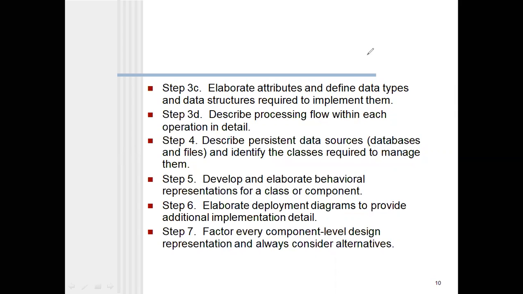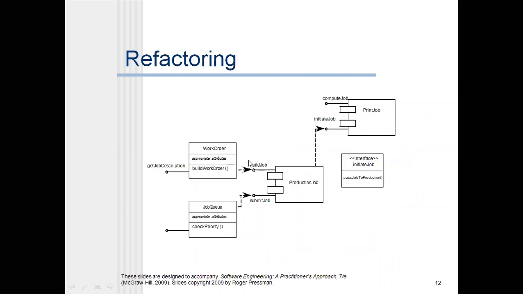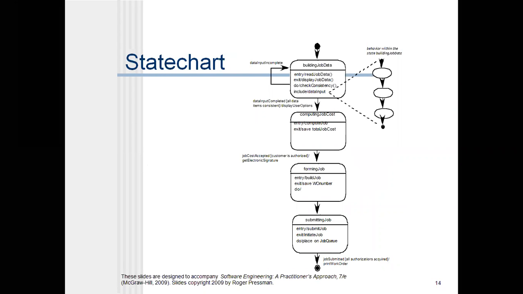Next class we are going to discuss component level design for web applications. That is our next topic. In this topic, we have some diagrams: collaboration diagrams, which are the representation of messages, and also a refactoring diagram, activity diagram, and state chart diagram. In some points we have discussed the state chart diagram and also the activity diagram, collaboration diagram, everything.